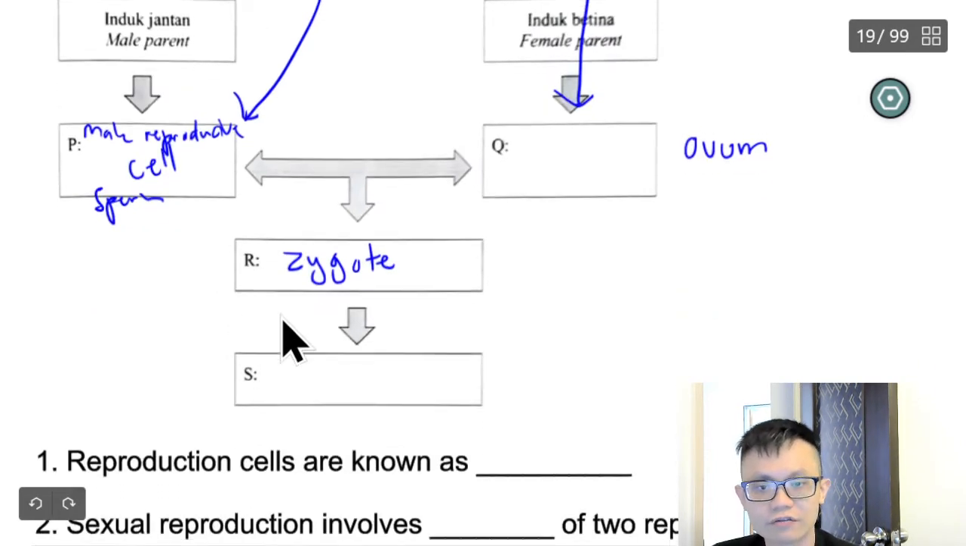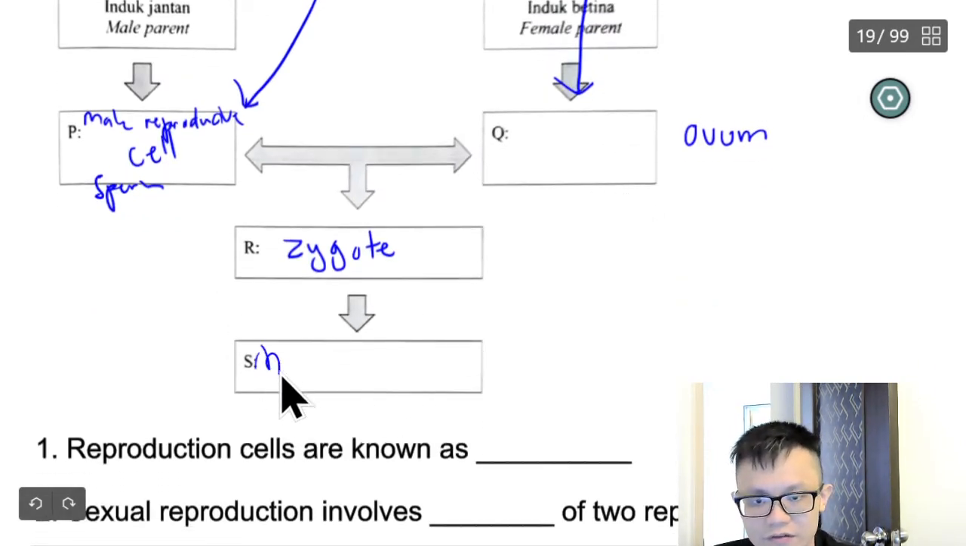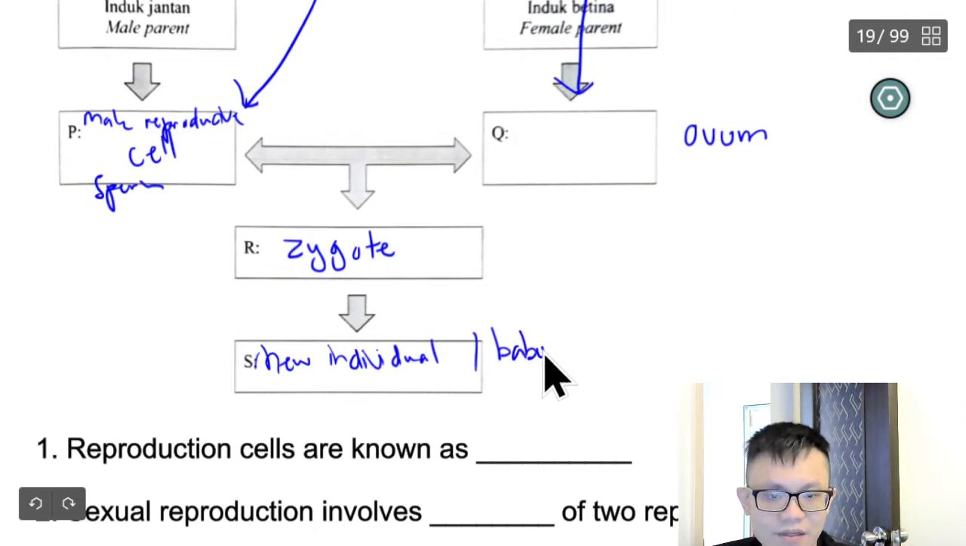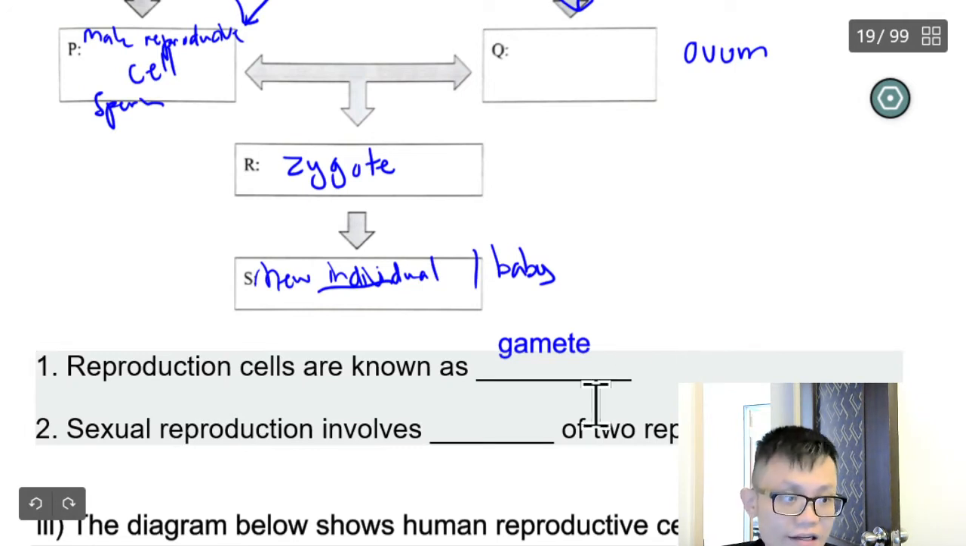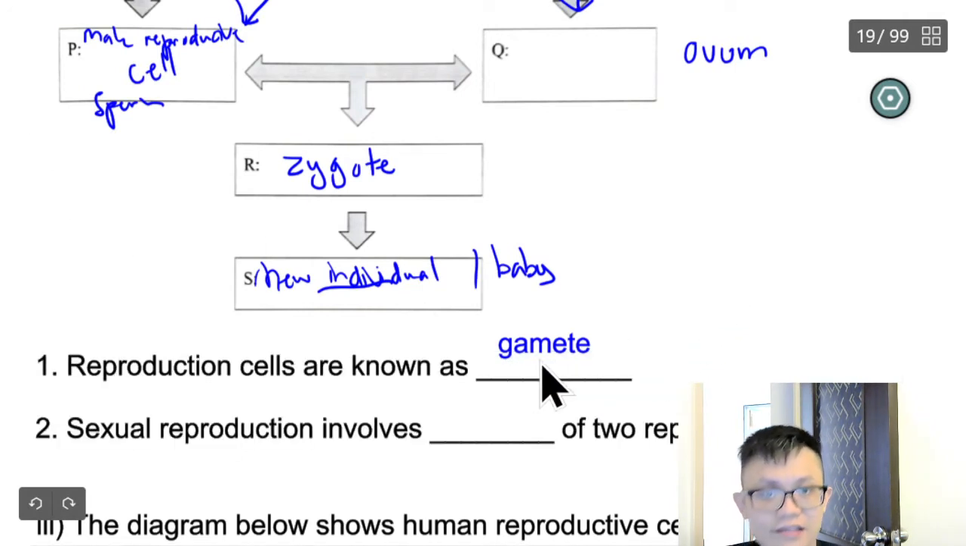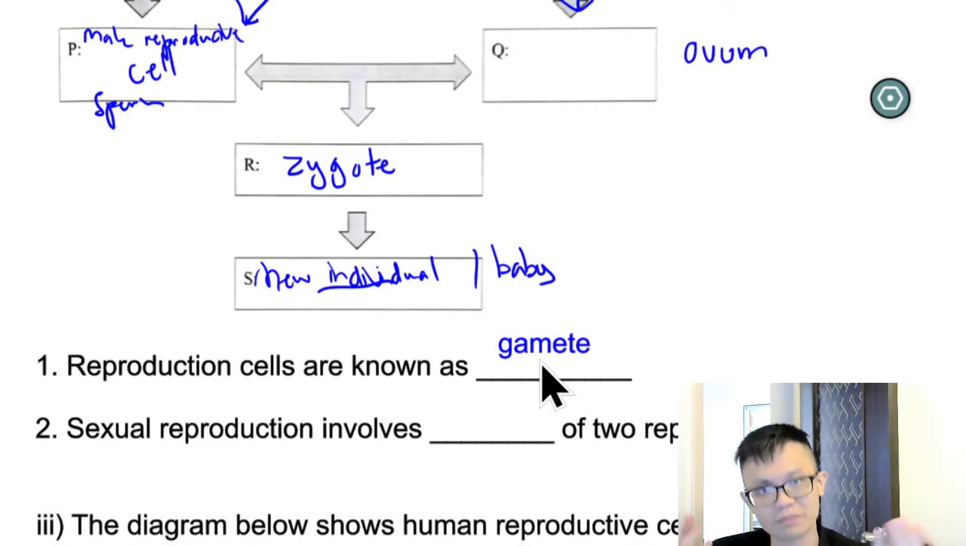After that, zygote I put here, and new individual. So just put here new individual, correct or not? Of course you can put baby, but don't put baby in the exam. But of course we know it is a new individual. Reproductive cells are known as gametes, correct or not? Reproductive cell is also known as a gamete cell, male gamete cell or female gamete cell. Of course it's ovum and sperm, but ovum and sperm are types of gamete cell.